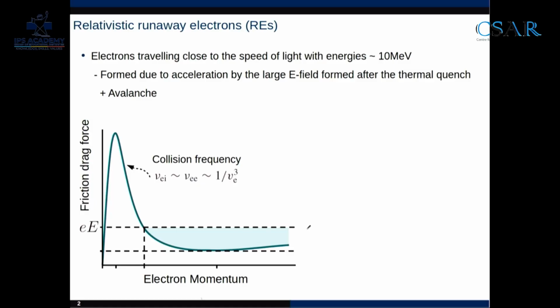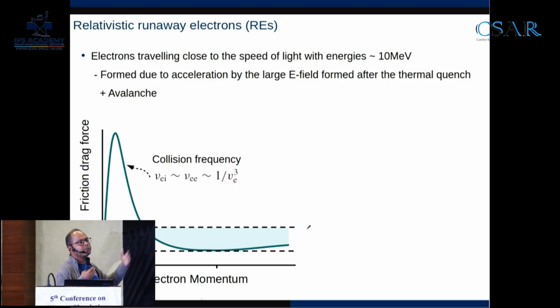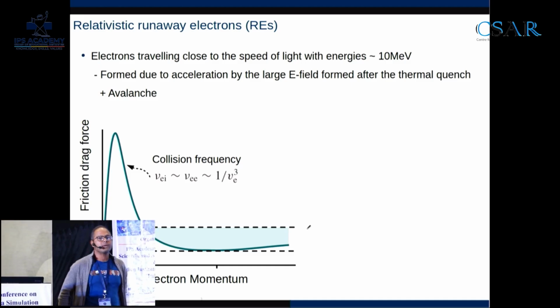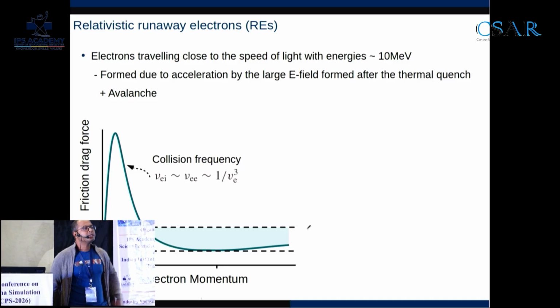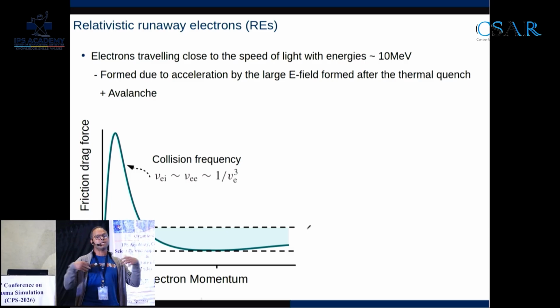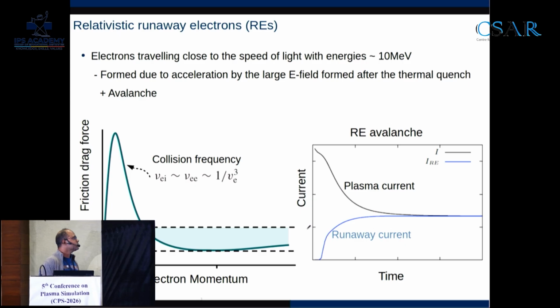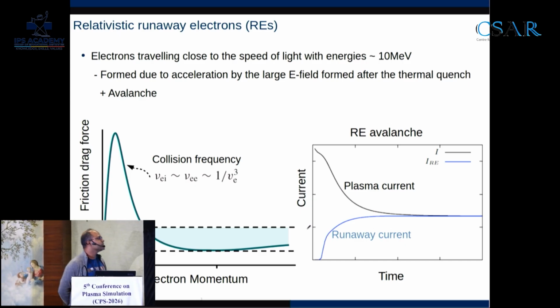That means there can be an exponential growth of runaway electrons, which is typically called the avalanche mechanism. This means after the cooling down of the plasma, a small population of electrons became relativistic, and those lead to an avalanche, and it leads to a full beam of relativistic electrons. So this is what you can see from the right-hand side picture.